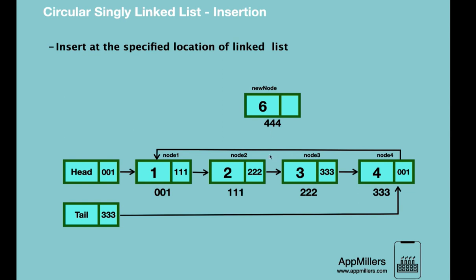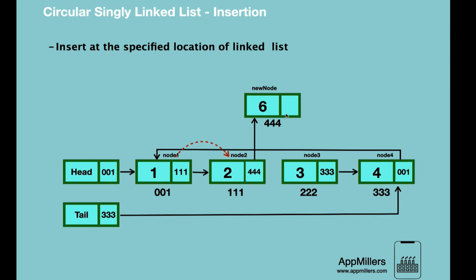So if we want to insert this node over here, we need to first loop from the first node and come to the second node. Then after reaching the second node, we need to update the reference of the second node to the new node. So by updating this reference to 444, it creates a link between the second node and the new node over here. So if you have a link between the second node and the new node, the link between the second node and node 3 gets destroyed.